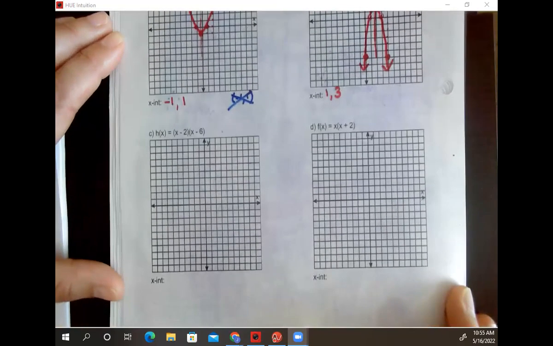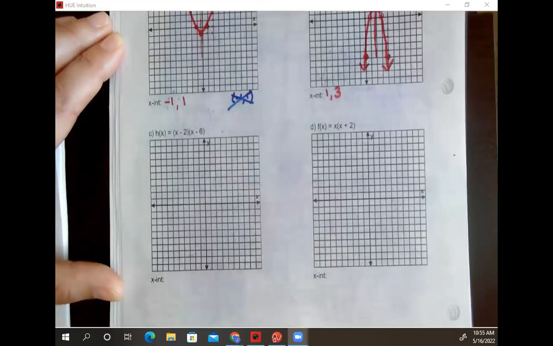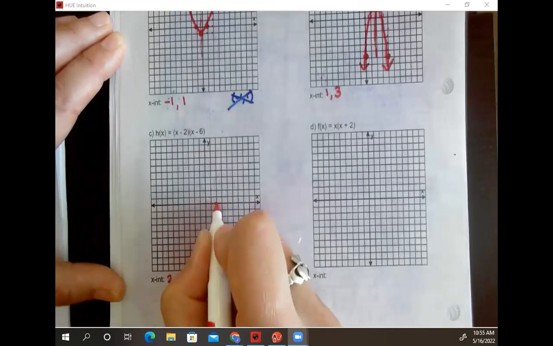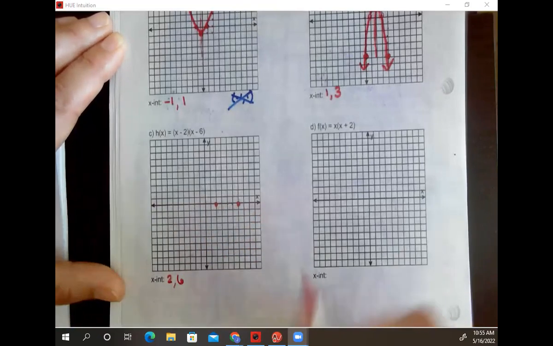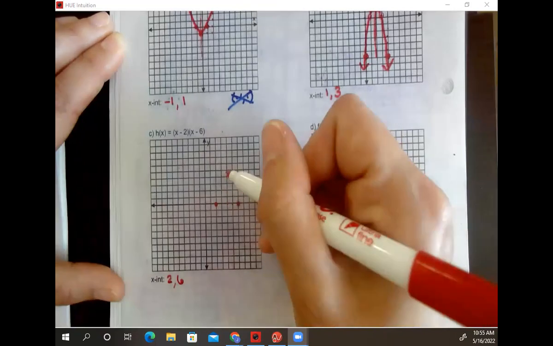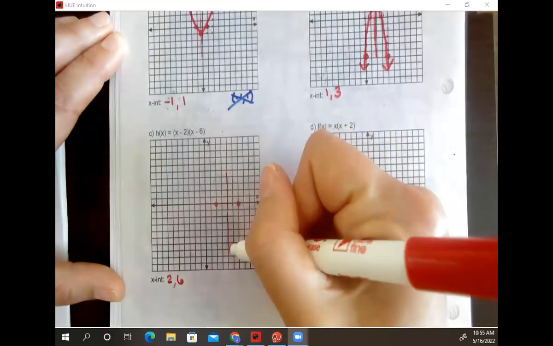For C, again, I want to start by identifying my x-intercepts. What are my x-intercepts for C? 2 and 6. Very good. 2 and 6. So I'm going to plot those. 2, 3, 4, 5, 6. I know my vertex should be halfway between these, so it should be somewhere on here.